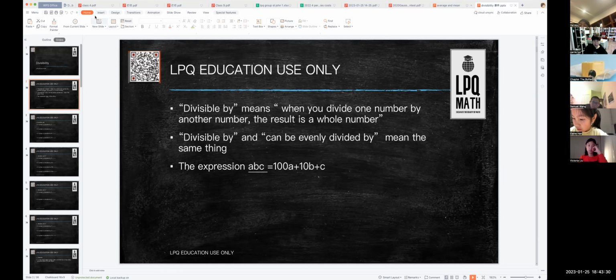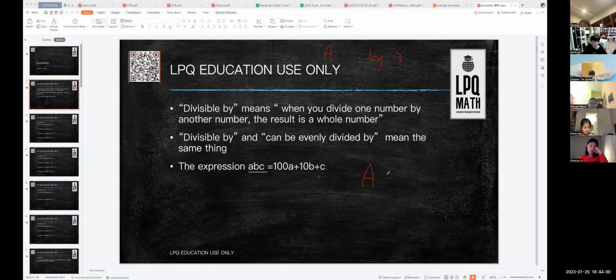If you hear someone say, this number, six is divisible by three, that means six can be evenly divided by three, right? Or you can say six can be evenly divided by three. That's the same thing. So if I say A is divisible by three, that means A is a multiple of three. Understand?